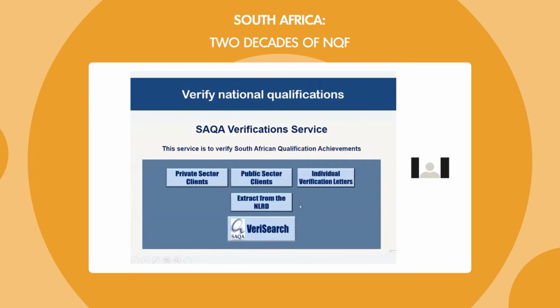We can also provide an extract from the National Learners Records database. I can go on and ask which qualifications are on the NLRD, but this is not verified. There's only the top section that is completely verified, and the client will ask for a verification from SAQA. Then once you are a client of SAQA, you can do a search to see how far the verifications are.